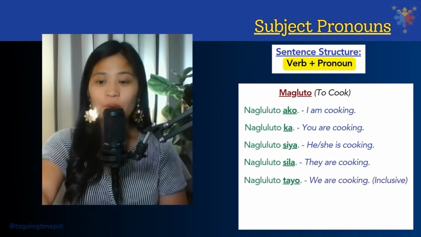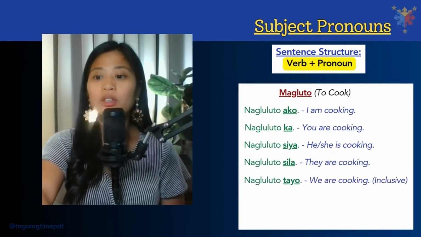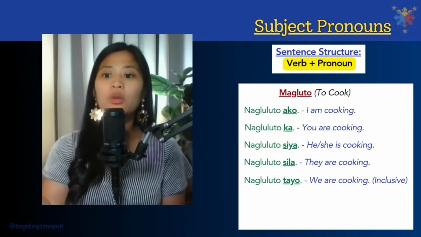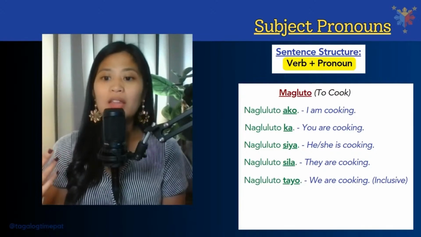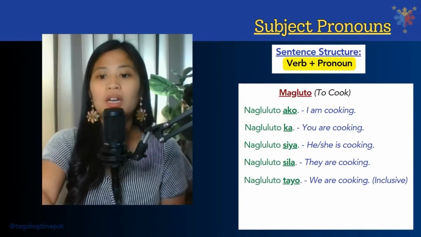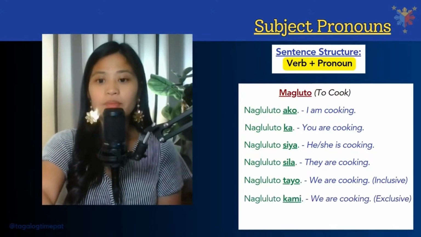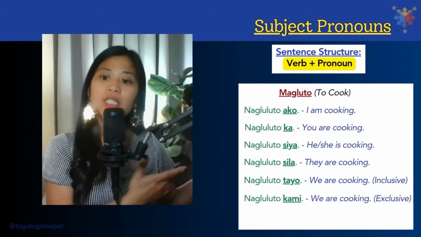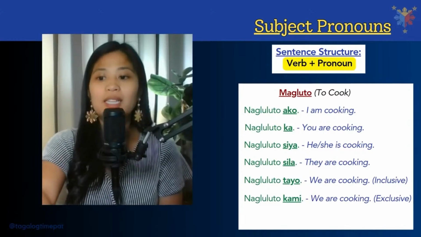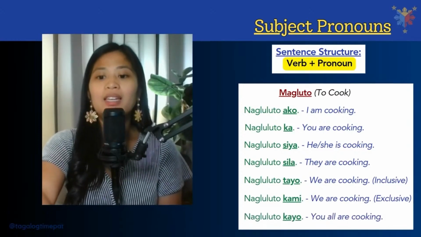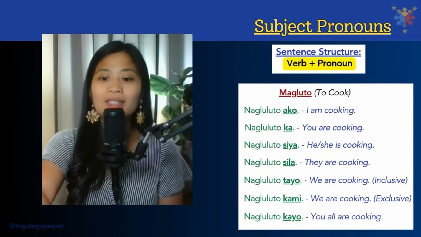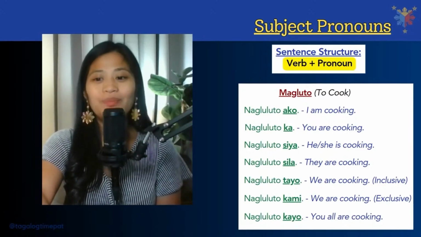Nagluluto tayo, we are cooking, inclusive. Again, that's you and me and everyone in the room. We are all cooking together. Everyone is included. Nagluluto tayo. Versus nagluluto kami. Me and my husband Chris, we are cooking. That's exclusive. And then nagluluto kayo, you all are cooking. Maybe you all as a class, nagluluto kayo.